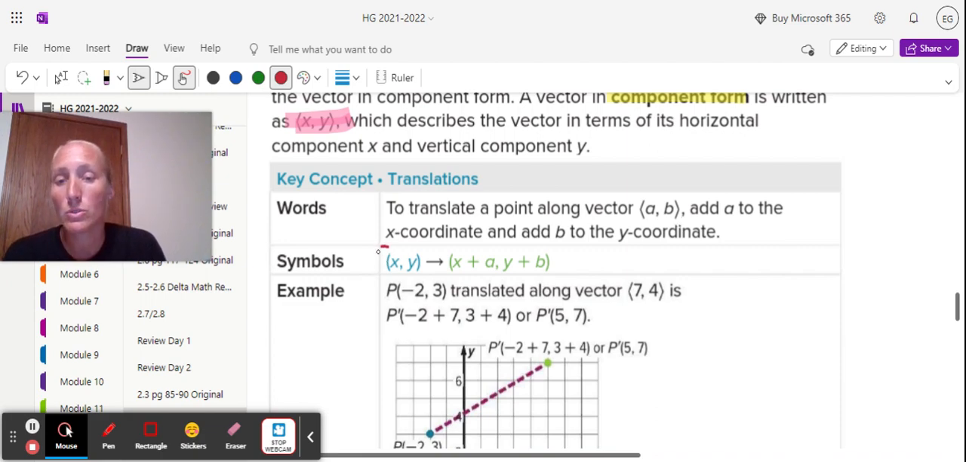The coordinate notation for this is going to be (x, y). Every one of these would start with (x, y). So it starts with a pre-image point, and what you do is you just add your a component to the x and you add your b component to the y, and that gives you your new coordinates.